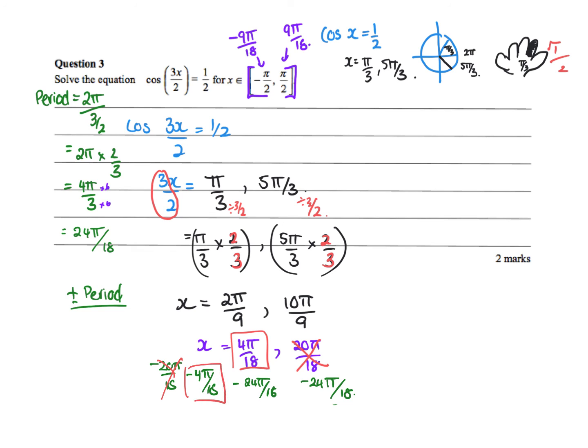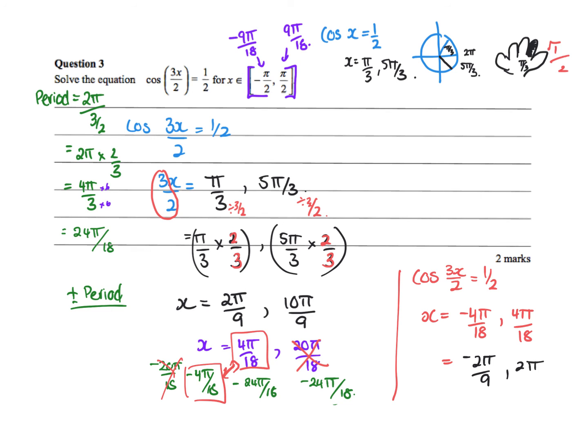So these two fit in. So the solution to these two is negative 4. So in the end, when I say cos 3x over 2 equals a half, x equals negative 4 pi on 18 and 4 pi on 18. Now they can simplify down to be negative 2 pi on 9 and 2 pi on 9. Okay, so that is your final answer.